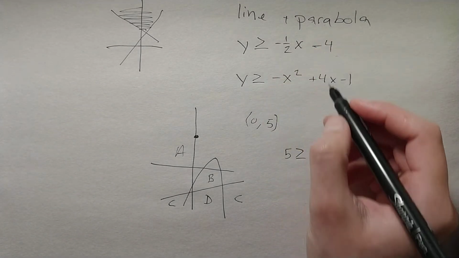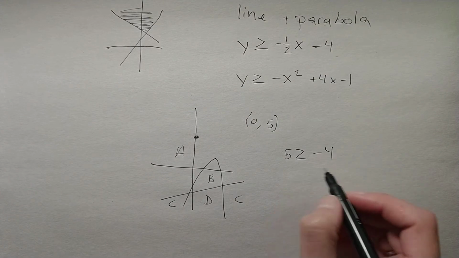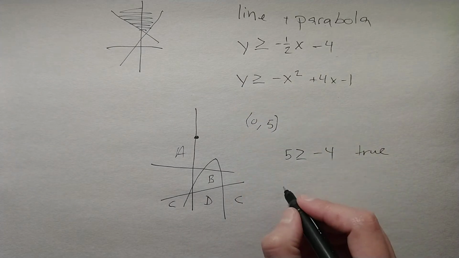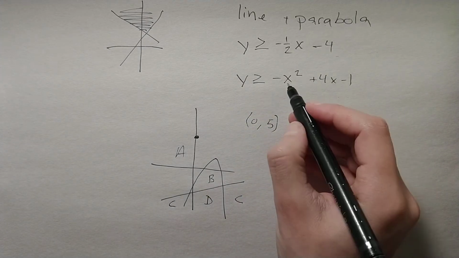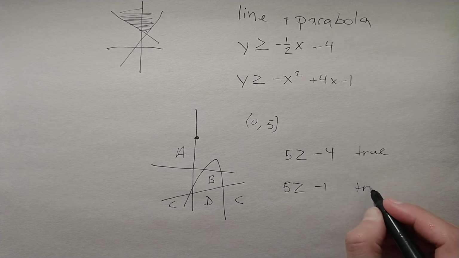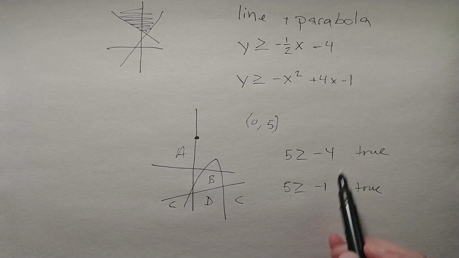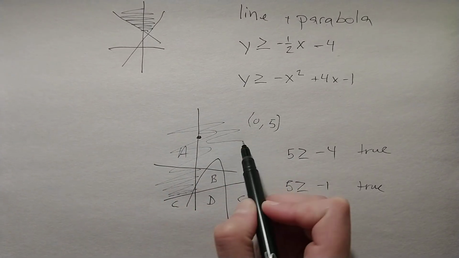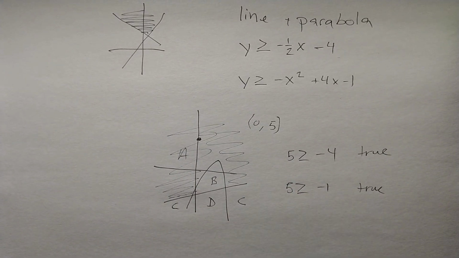x is 0, so that just gets canceled out. 5 is greater than negative 4. That's true. Put it in the second equation. 0, 0, negative 1. 5 is greater than negative 1. True. So then, because those are both true, we know that region A is where we need to shade in.